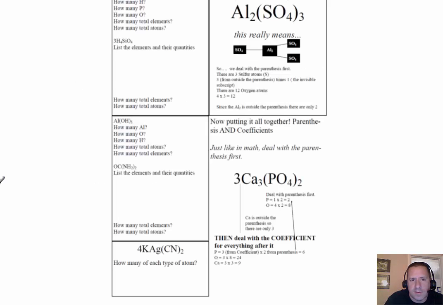This is the second side of the assignment that we're going to be working on. We're going to work our way down the paper, and hopefully by the end of this you'll have a good understanding for how to count atoms and molecules and elements with any complexities like parentheses and coefficients.